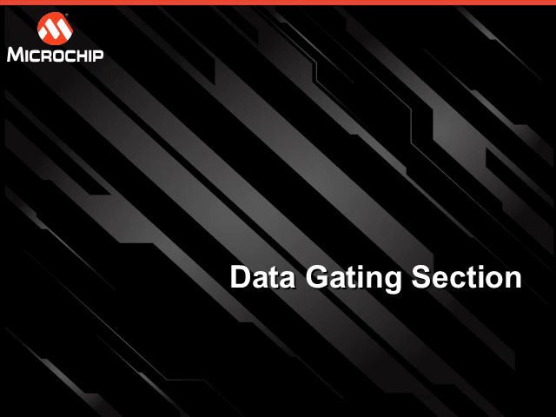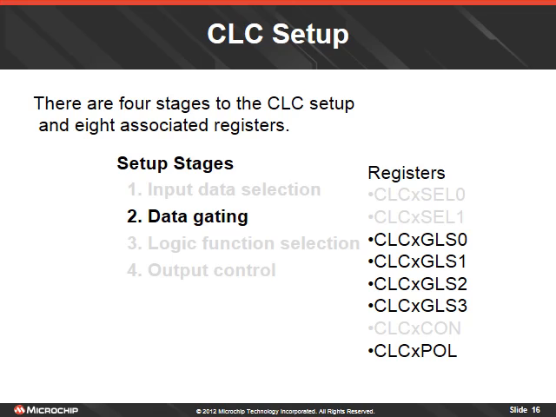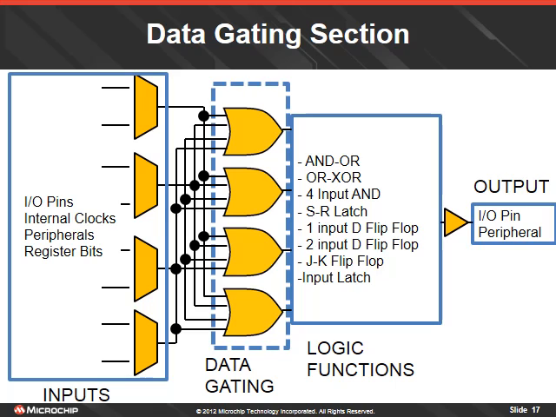The data gating section is the next area to set up. The data gating section is controlled by 5 registers. There are 4 gate logic registers for each CLC module. The CLC Polarity register also has some control over this section. The data gating section starts with a base set of OR gates that can be modified to create other logic cells. They become a pre-filter to the logic function section.